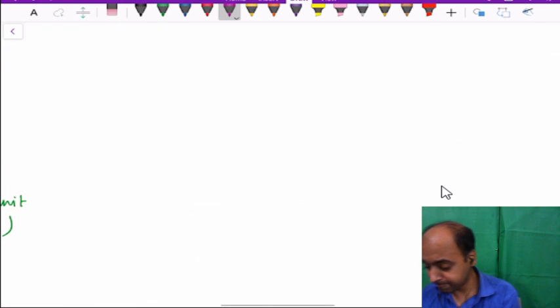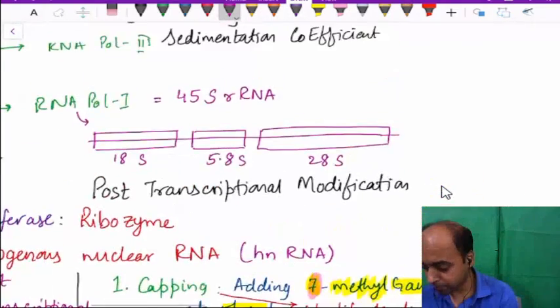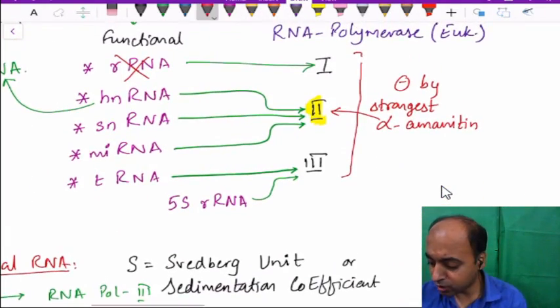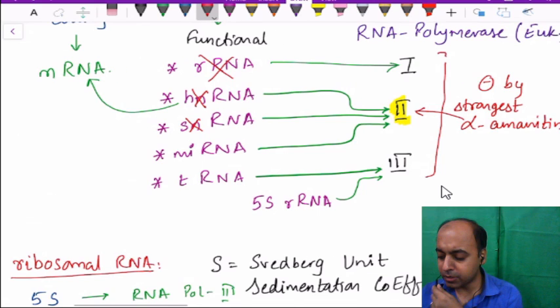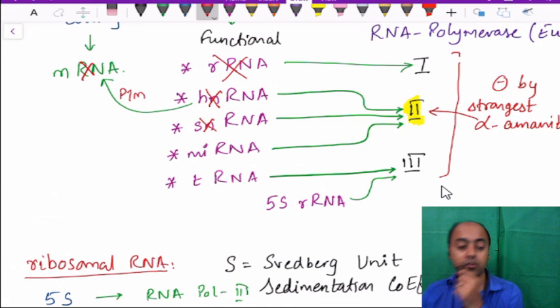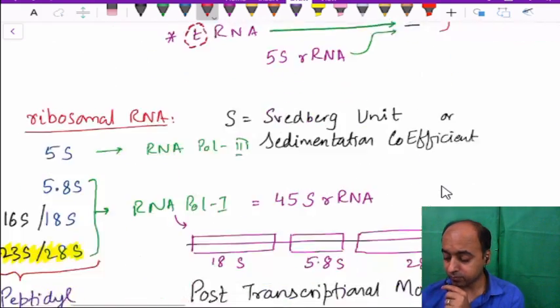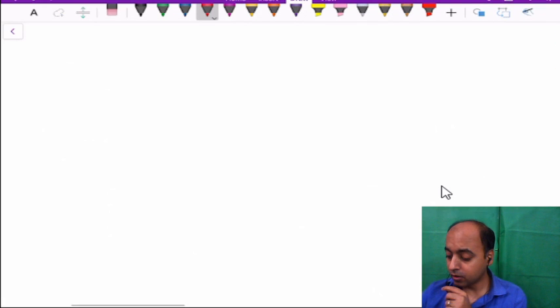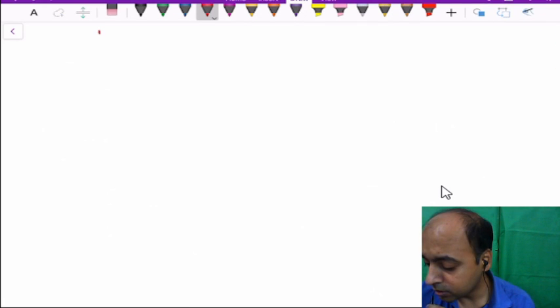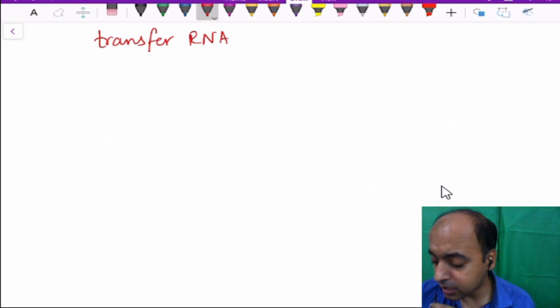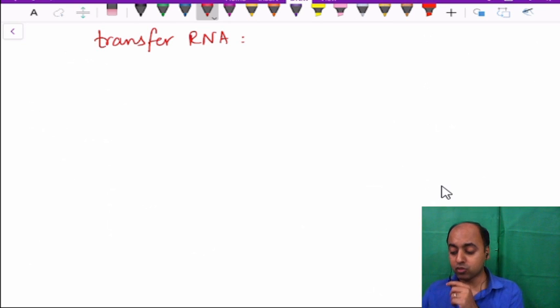Let's go to the top. Okay, so we have talked about the HnRNA and we've talked a little bit about the snRNA. Remember, the HnRNA by post transcriptional modification gets converted into the messenger RNA. Now let us first talk about the transfer RNA and then I'll talk about the microRNA. One of the most commonly asked RNA in the exam is the transfer RNA.